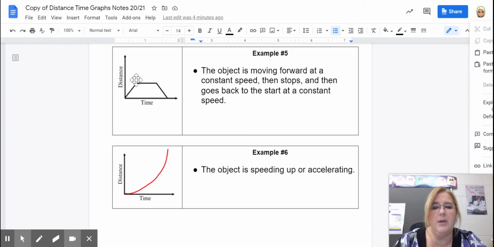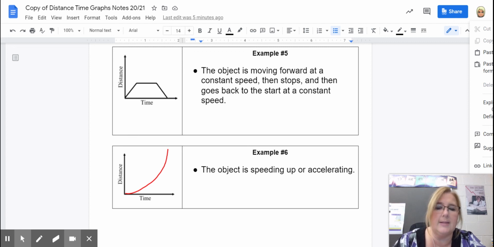Example 5, my object starts to take off and I start going forward at a constant speed. At this point right here in the middle, notice my distance is staying the same. I'm not moving. So here I've stopped, and then I'm going back to the start again. Notice I'm not going back to the start this way. I'm not going all the way back because then I would be traveling back in time. So I need to go back to 0 on my y-axis, but I can't go back to 0 on the x because the x-axis is time. And if I went back to 0, I would be saying I'm going back in time. And I'm not. So I got to go back down the y, but I still have to be out some distance on the x.